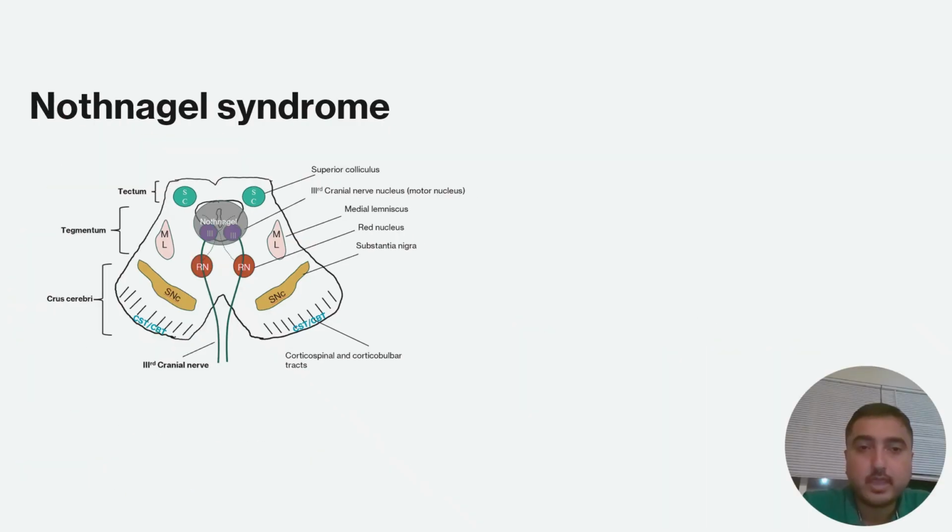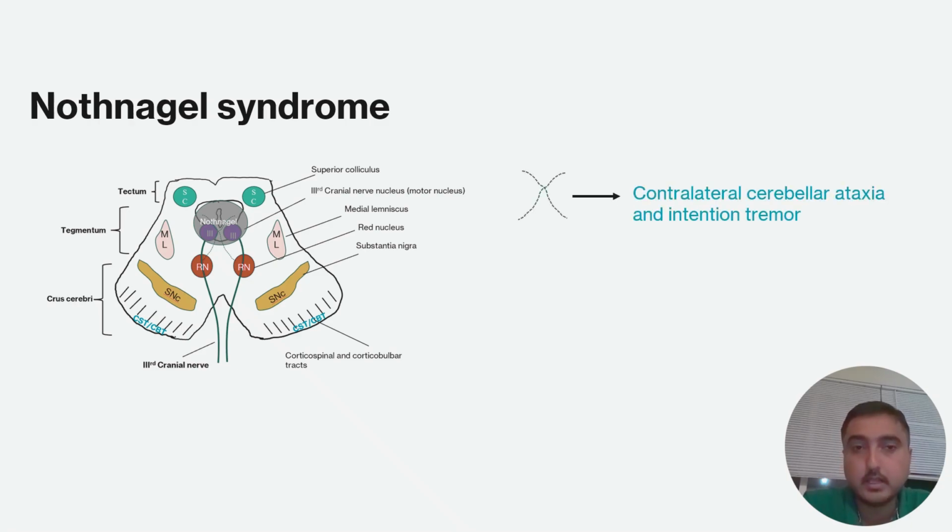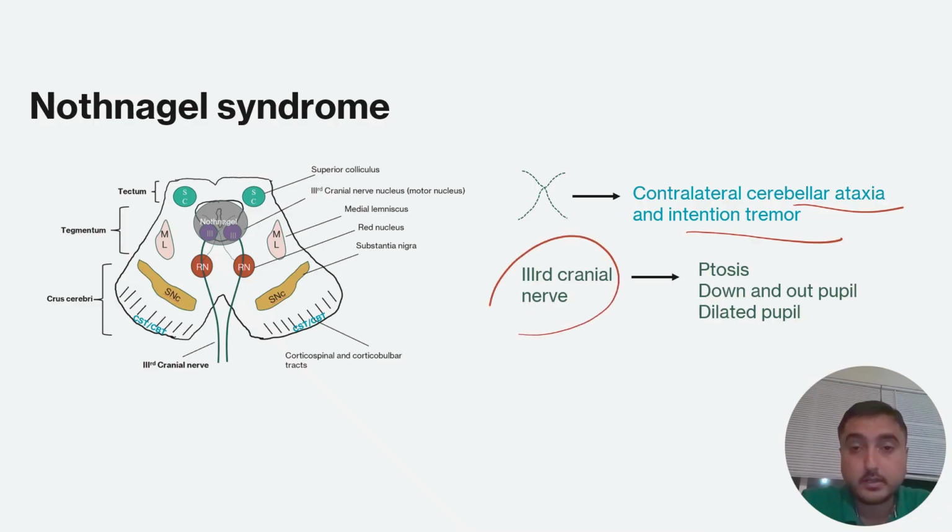In Nothnagel syndrome, we have the involvement of the fibers that are crossing towards the red nucleus from the superior cerebellar peduncle. So there would be contralateral cerebellar ataxia and intention tremor once again. And then the third cranial nerve involvement is there, leading to ptosis, down and out pupil, and dilated pupil.